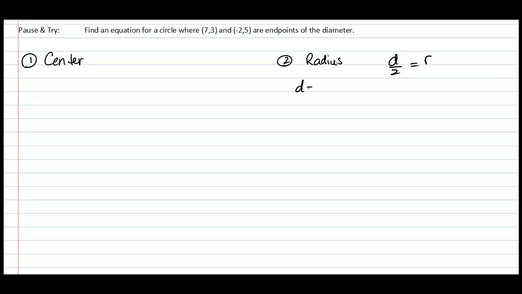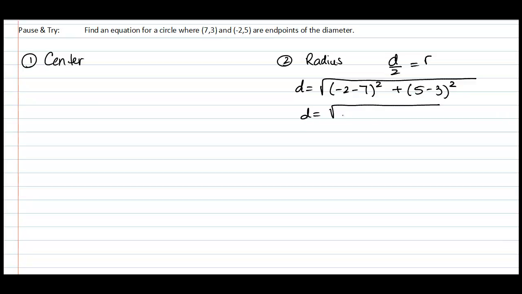So the diameter of this problem is going to be the square root of negative 2 minus 7 squared plus 5 minus 3 squared. Simplified version is negative 9 squared plus 2 squared, 81 plus 4. And the diameter is going to be the square root of 85. To find the radius, cut that in half. And the radius is square root of 85 over 2.